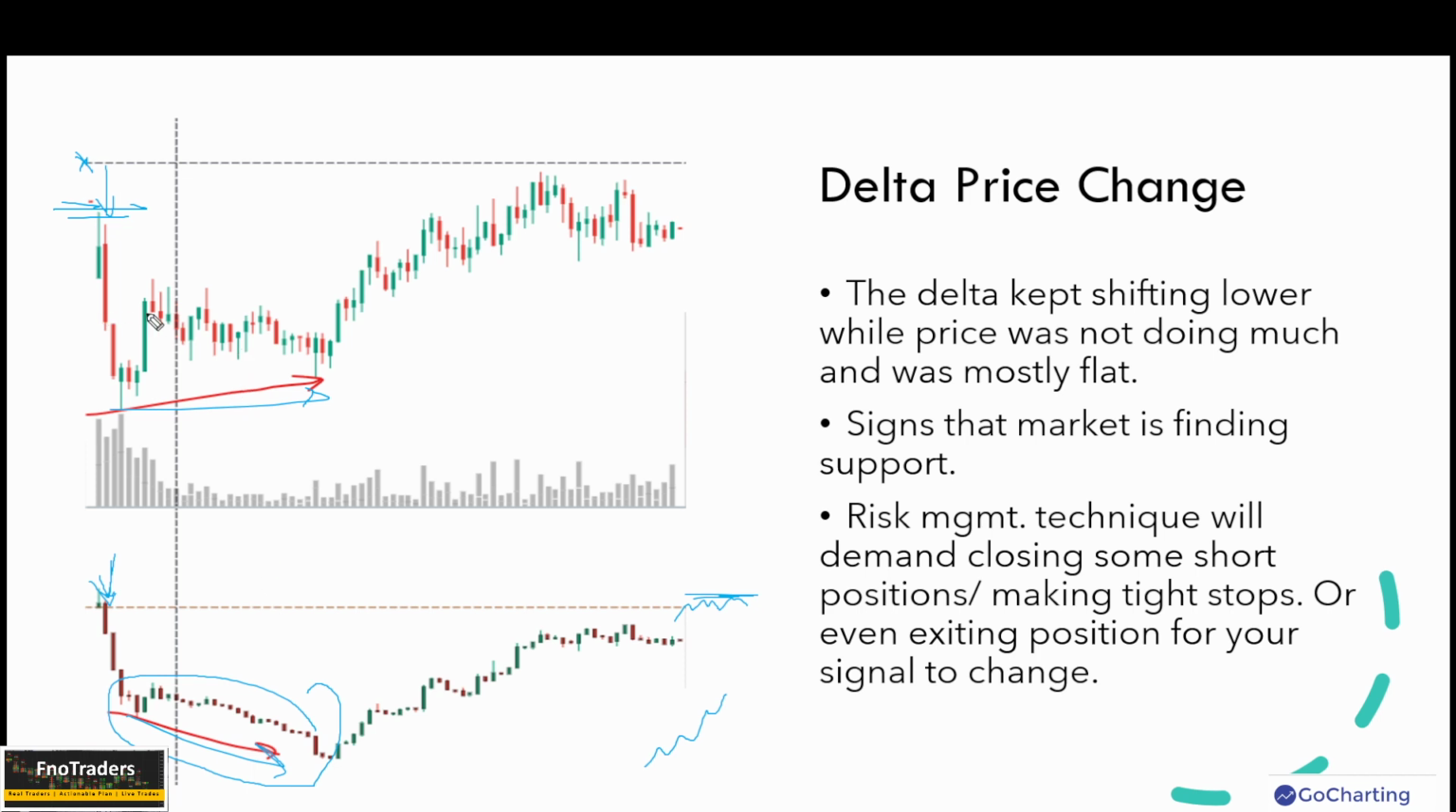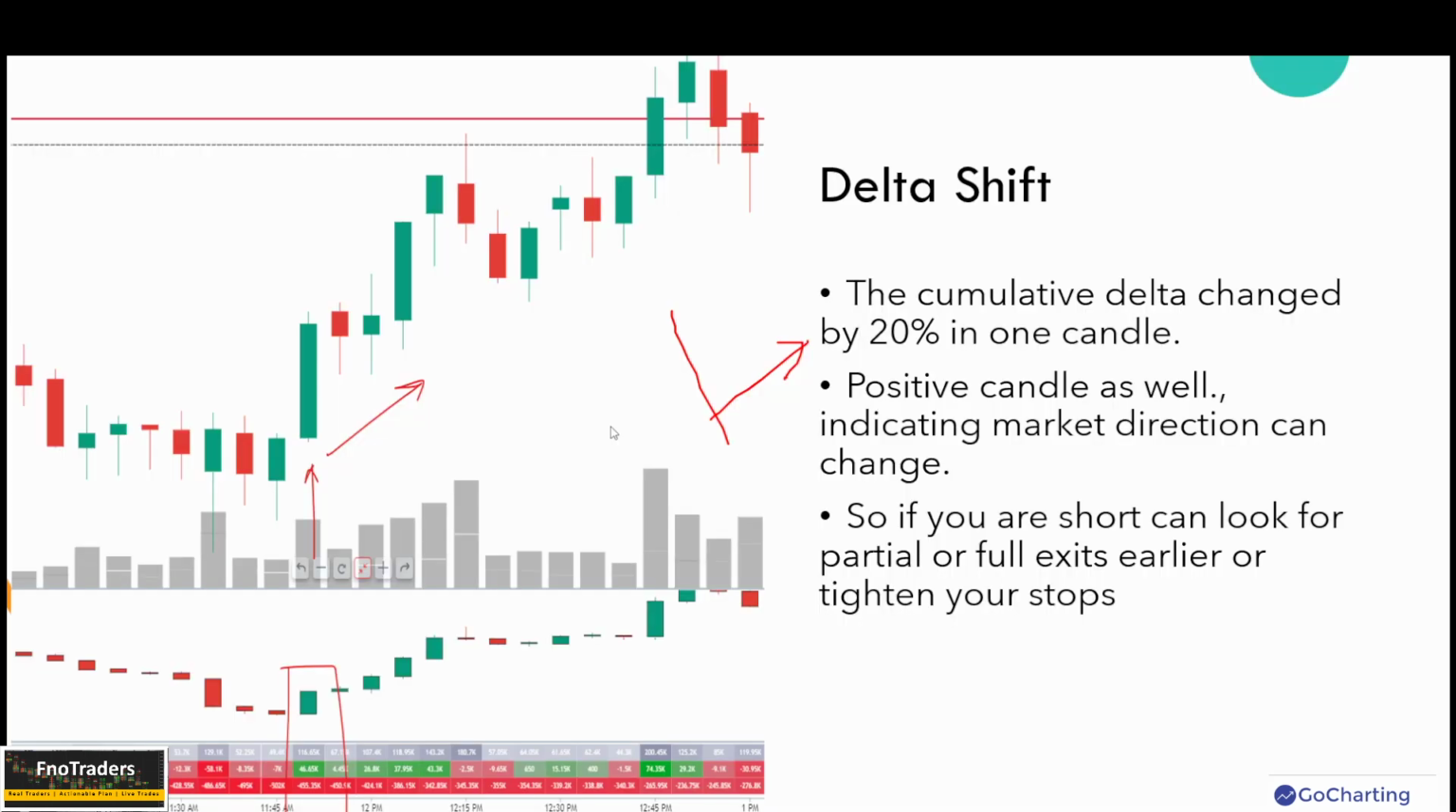In this case, we quickly shifted our stop losses much lower, and we were able to get out of the trade much earlier and avoid a hit of this many points in the market. So my risk management technique kicked in. My signal was short, but I was looking for an early exit, and I was not really looking to hold the trade longer once I started seeing this. This helps me protect my bad trades, my bad signals, and eventually get more out of my good signals. The third thing, as I said, is delta shift.